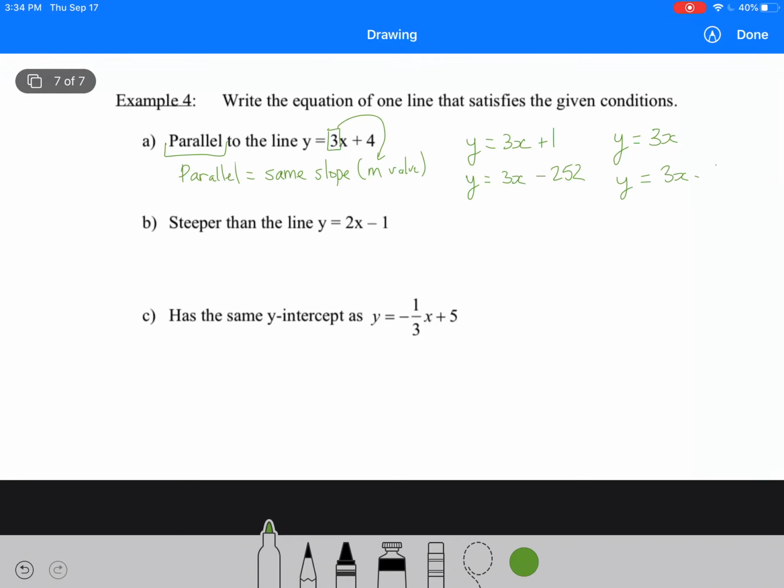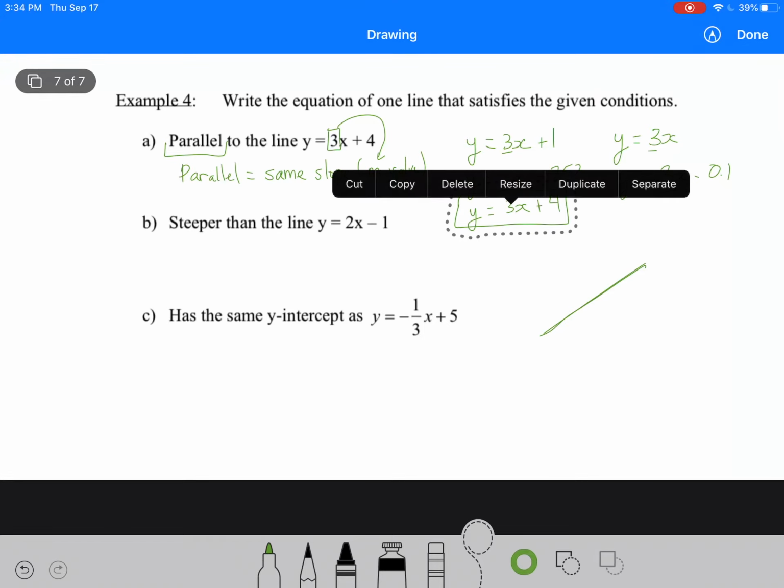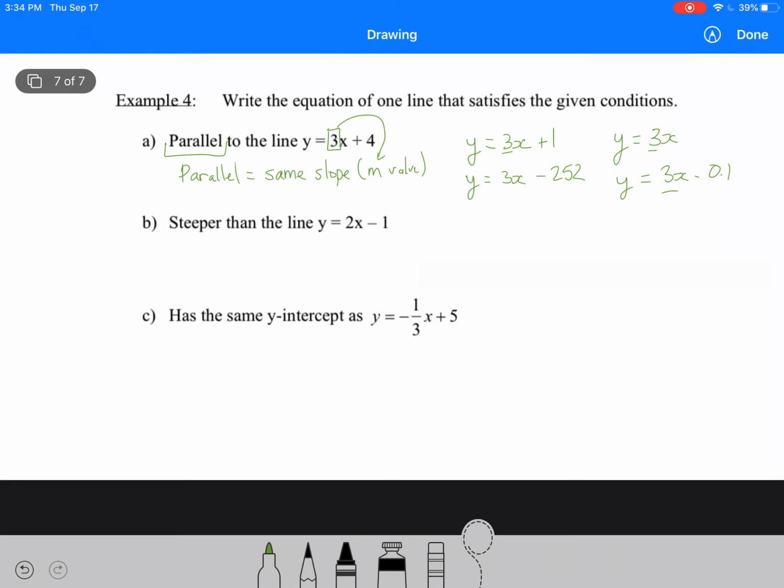Y equals 3x minus 0.1. All of these are examples of parallel lines because every single line shares the same slope. Just make sure that if I wrote y equals 3x plus 4 again, those are not parallel lines. They are identical. You just wrote the same thing twice, and those lines would just be right on top of each other. So they're always intersecting, and that is not a valid answer. We can't just write the same equation twice and say they're parallel. So don't try that. You can't do it.